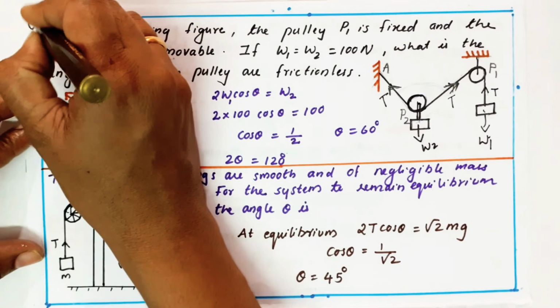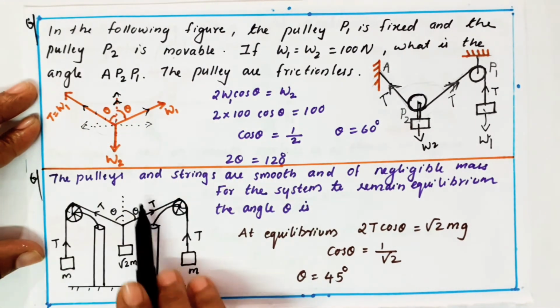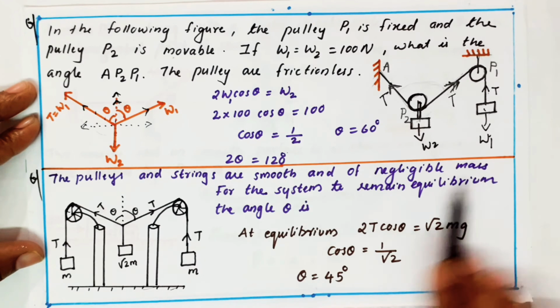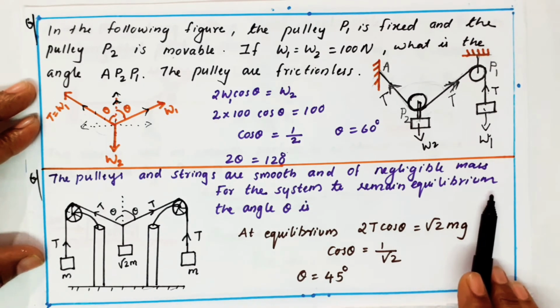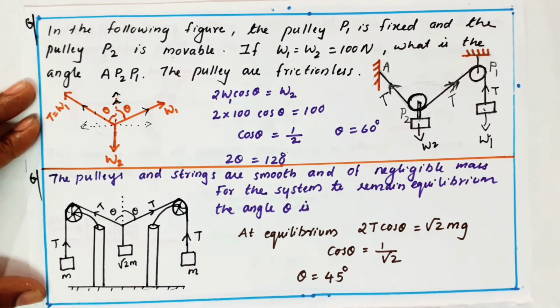Now, see the next question. This is the first question. Then next question. Two pulleys and string are of negligible mass. For the system to remain in equilibrium, what should be theta? See, this is the diagram. Here one block, here one block, here one block. So I told equilibrium means we have to equate it. So what I am doing, this mass m, mass m. So weights are equal, no need to worry.